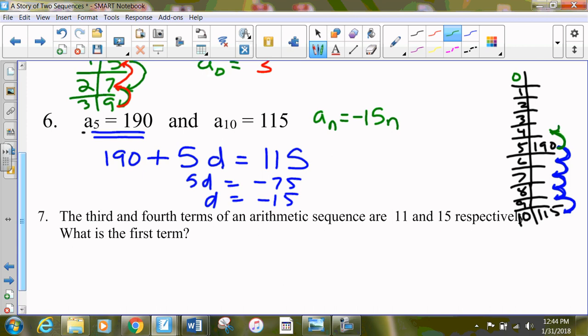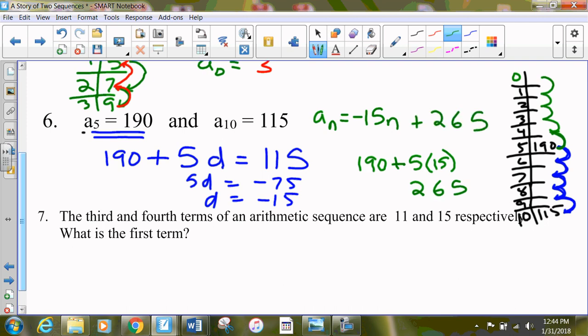Let's see, 1, 2, 3, 4, 5. So to get to the 0th term, I have 190 plus 5 jumps worth 15 each, and that gives me 265. And that is my 0th term. All right, that's one way to look at it. That will always work. But I wonder if it was bigger than 5 and 10.